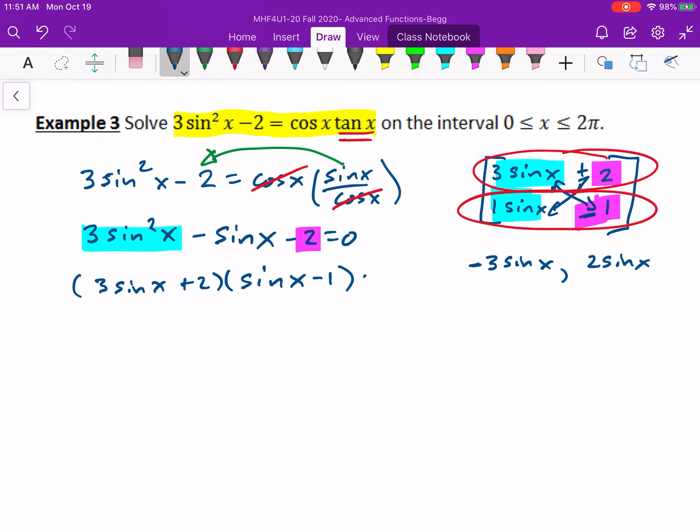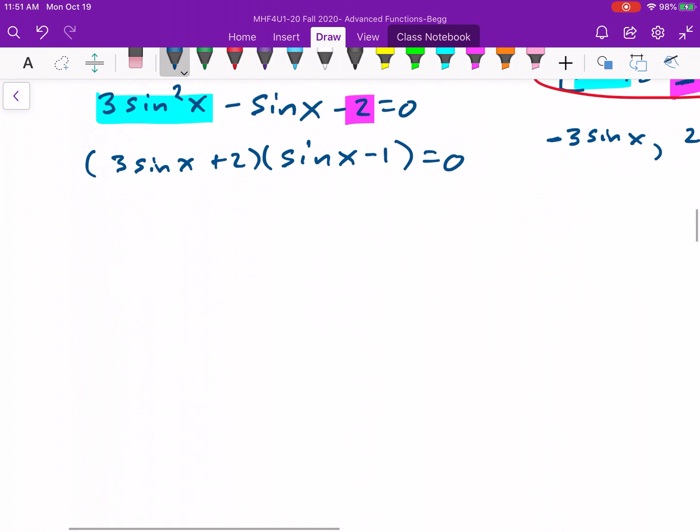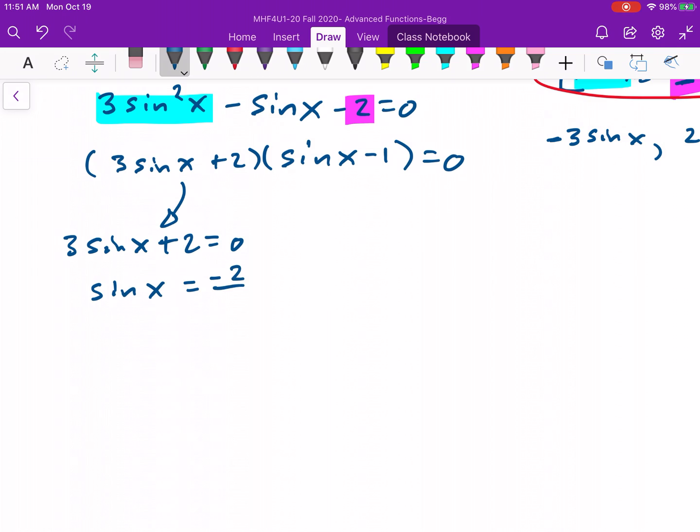However you factor it, it doesn't have to be that way, it doesn't matter to me, but you do have to be able to factor a quadratic, and this is just a quadratic that looks more complicated because of the trig stuck in there. Once it's factored, we set each factor equal to 0. So 3 sine x plus 2 equals 0. If I subtract 2 from each side, and then divide each side by 3, I get sine x equals negative 2 over 3, right?